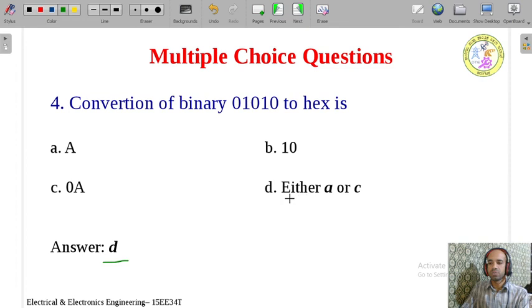Therefore the correct answer is option D. Either it is A or it is 0A. Both are same. Both are correct. Therefore it is either A or C.